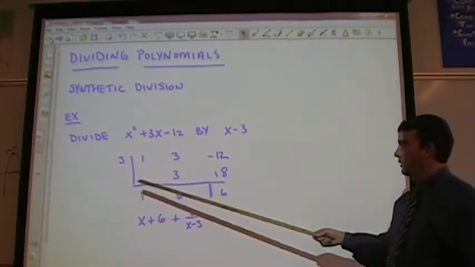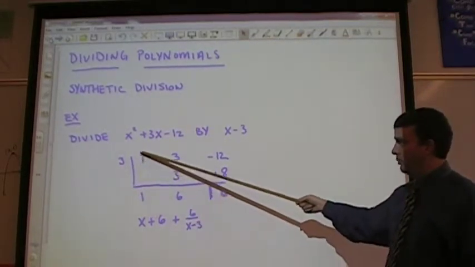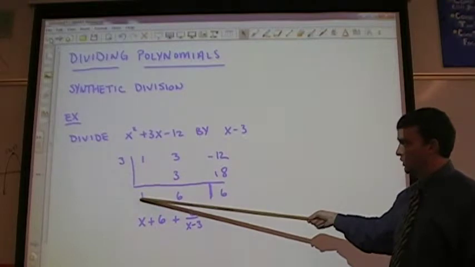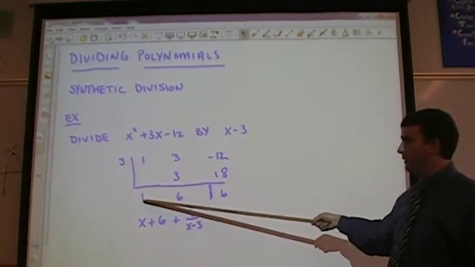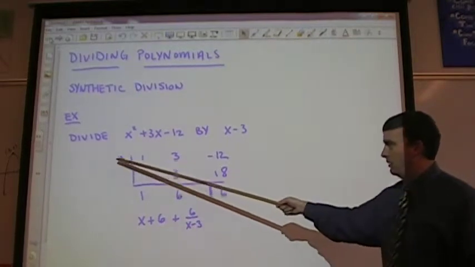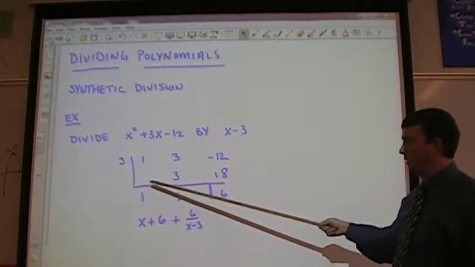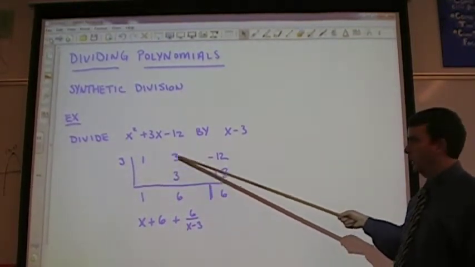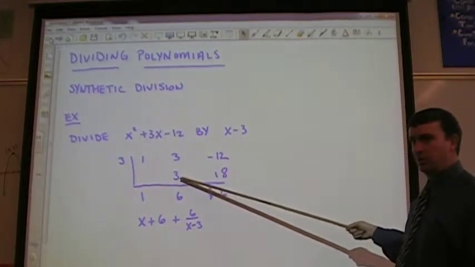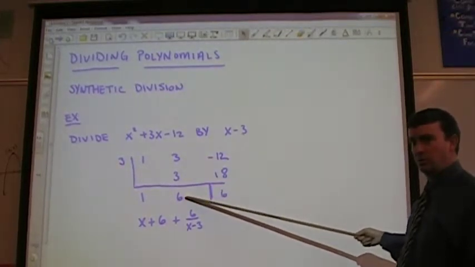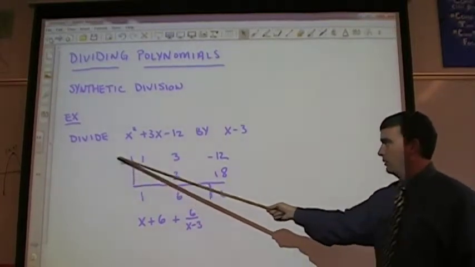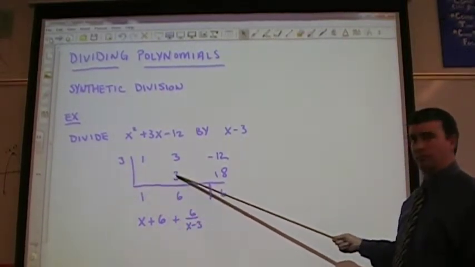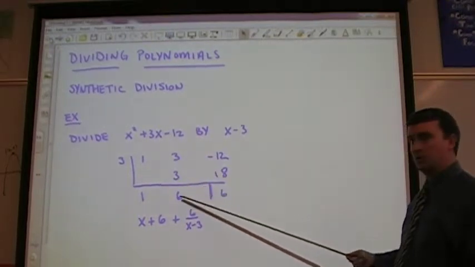Now, the first step, I drop whatever this number is, I bring it straight down. So I bring the 1 down. Then I get this number by multiplying 3 times 1, I get 3. Then I add here, 3 plus 3 is 6. Wait, how did you get 3? This 3? 3 times 1 is 3. Add here to get 6.